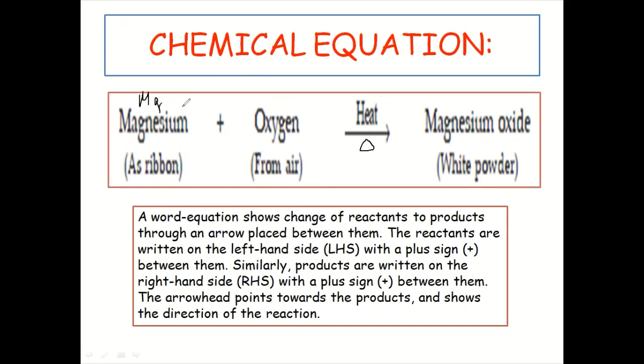but we also write this with symbols, like magnesium plus oxygen will give us magnesium oxide, white powder. We can call it solid definitely. Oxygen will be a gas, magnesium will be a solid definitely. So this is how we can also represent a chemical reaction. Basically, we represent this in the form which I have shown.